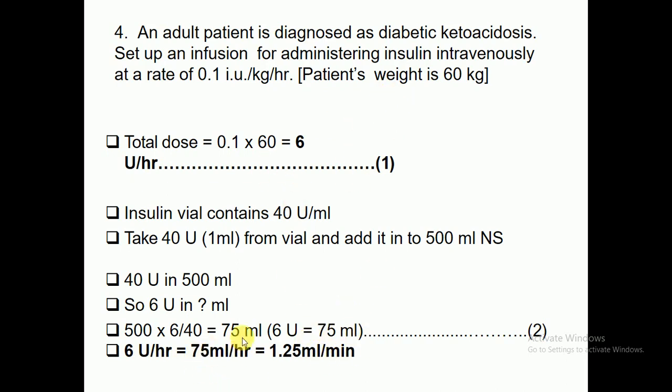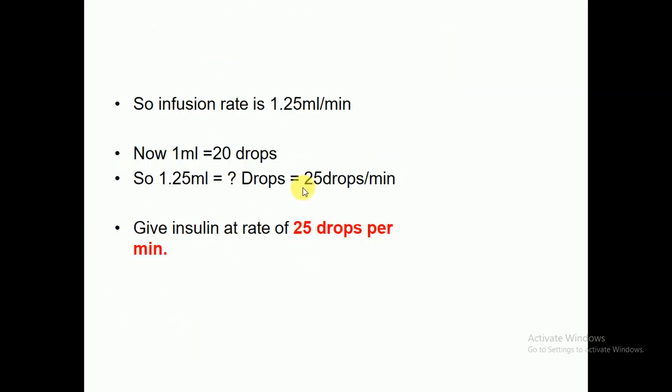So now if ml per hour, the hours are converted into minutes, it becomes 1.25 ml per minute. This is a very simple mathematical calculation. Now next step, this is the second step. This point is clear, that the infusion rate is 1.25 ml per minute. Now in the third step, what should we do?